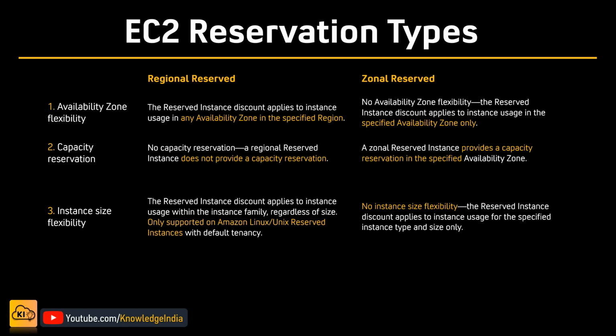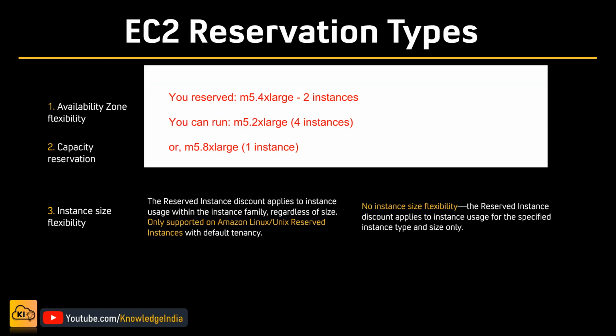The last one is instance size flexibility. With the regional reserved instances, specifically for Amazon Linux or Ubuntu Linux machines, if it is running with default tenancy, the discounts will get applied if the instance is running within the family but of any size. What does that mean? Let's say I have reserved 2 instances of M5 4x large. Now I can go ahead and run M5 2x large instances, and I can run, let's say, 4 such instances, and still I'll get the benefit.